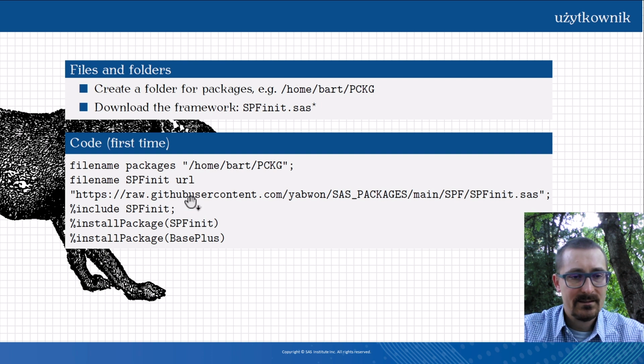Now the third step is to enable this framework for your session. These 2 lines enable the framework temporarily. So if you want to have the framework working for the next session, you need to install the SPF init framework, and you also need to install the BasePlus package. To do it, you are using the install package macro twice. First for installing the SPFinit, and the second time for installing BasePlus.